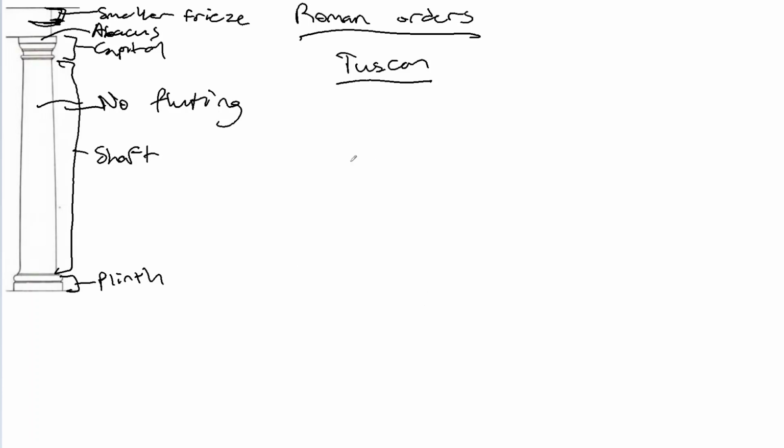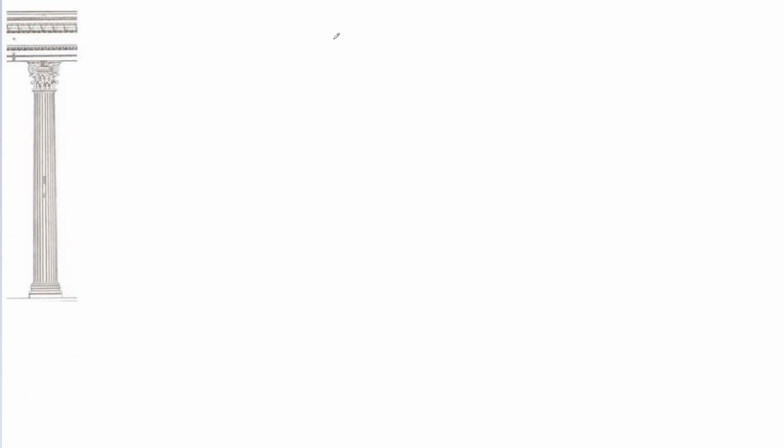Alright, after the Tuscan order, something called the Composite order. The Composite order is the final order that I will be speaking about, and it's the most recent Roman order. Now, why is it called Composite? Well, it's basically a combination of the Corinthian and Ionic order. It really just goes to show how much the Romans admired Greek architecture, or just Greek society and culture in general.